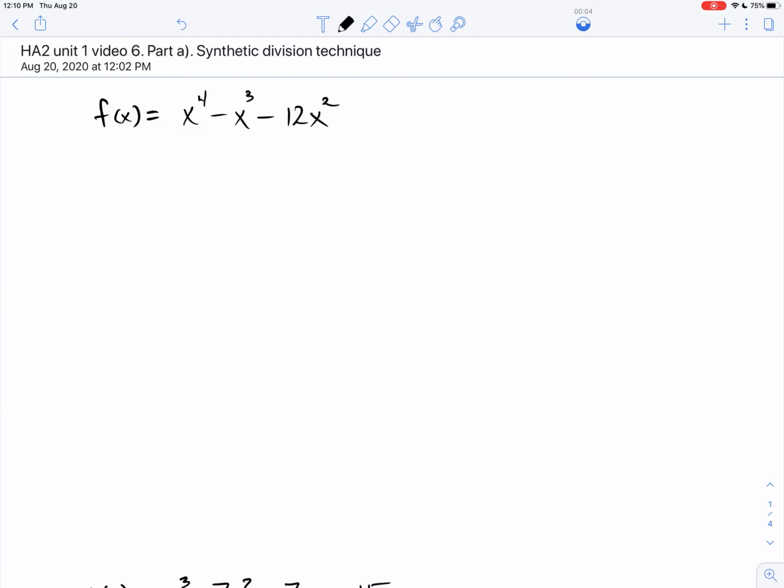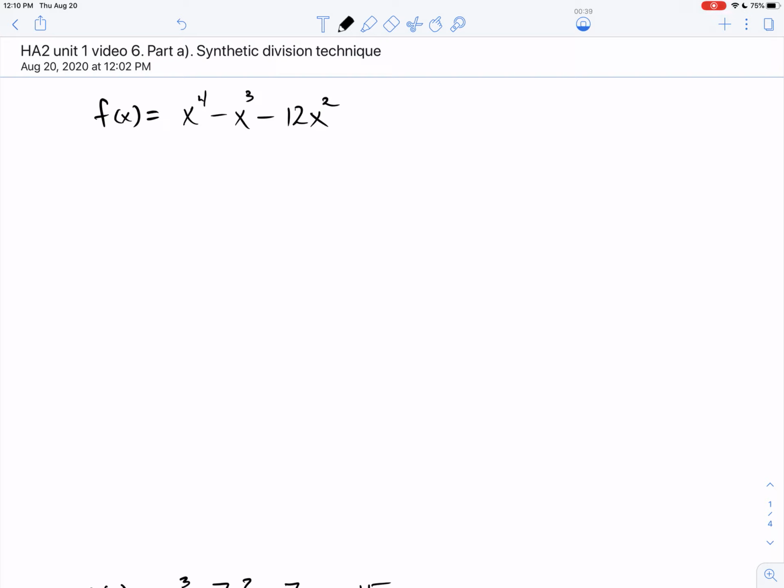We're going to go through synthetic division techniques. This is instructional only. If you looked in the modules, this says video 6 part A. I just want to go through how to do this in this video. And then in the second one, I'm going to show you how to use the graphing calculator to make this really pop. So up to this point, you could do everything without a graphing calculator. Let me just show you what synthetic division is all about.